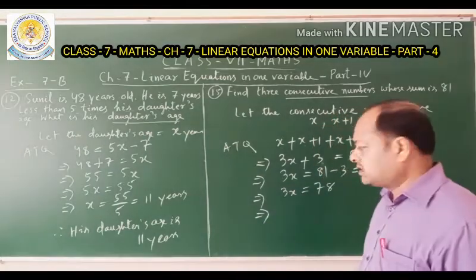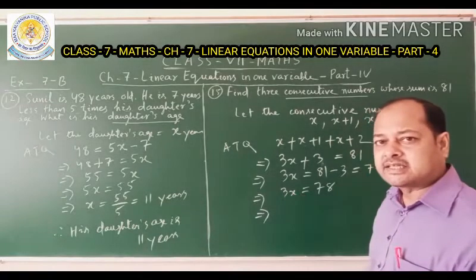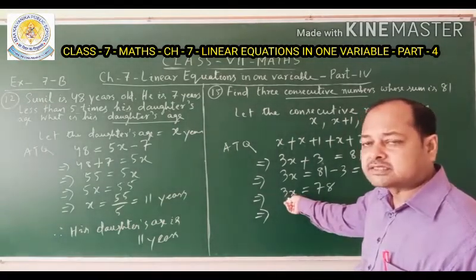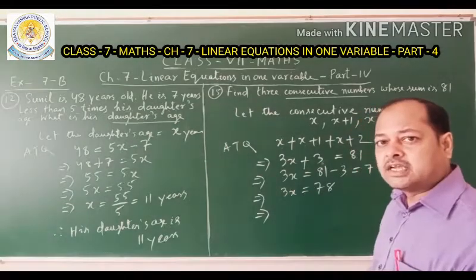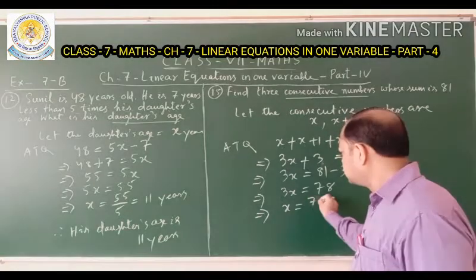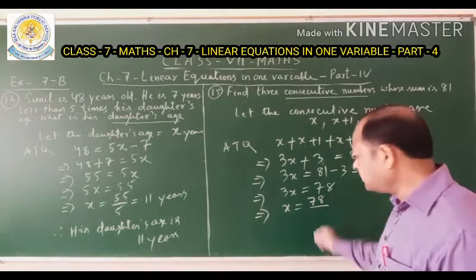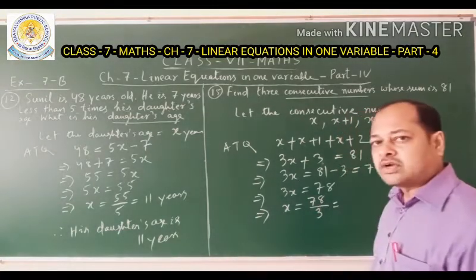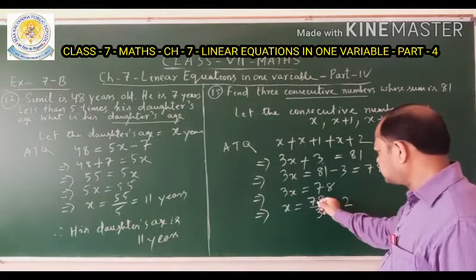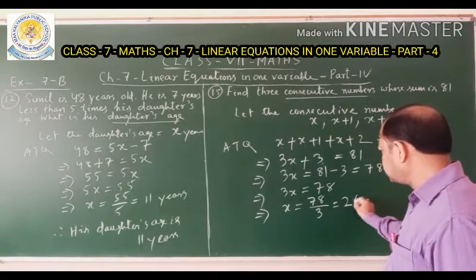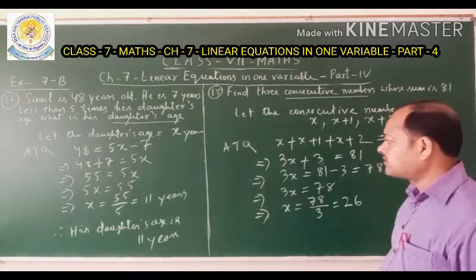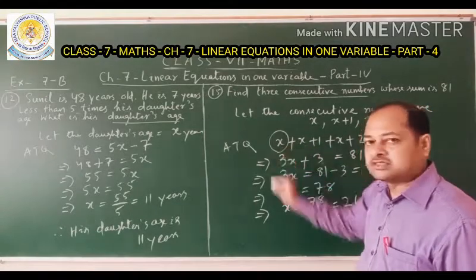See here, 3 is multiplied with x. That x value you have to find out. Here 3 is multiplied with x. When it is transposed, it becomes divided with 78. So x equals 78 divided by 3. So what do we get as the solution? Quotient: 3 twos are 6. 7 minus 6 is 1, 18. 3 sixes are 18. So what x value did you get? x is 26. That is the first consecutive number.